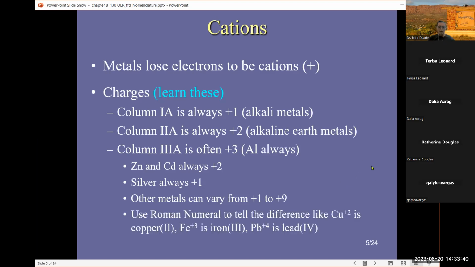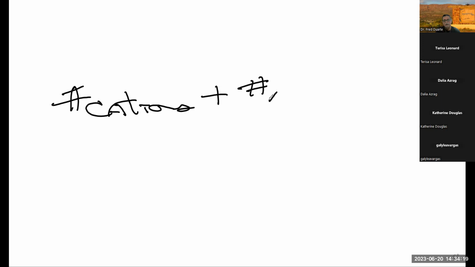All right, so going back to here, there are other metals that have an oxidation state that varies from +1 to +9. To distinguish them, we have to use Roman numerals, okay? To make sure that there's no question that we understand what the charge is. And the thing to also remember is the following: the number of cations plus the number of anions must equal 0 when we put these together and make the compounds, okay? So they must equal 0.